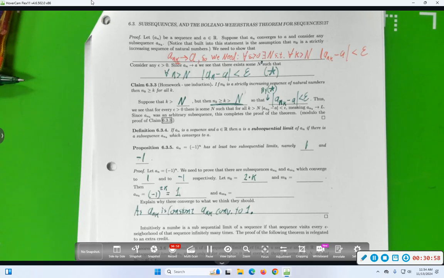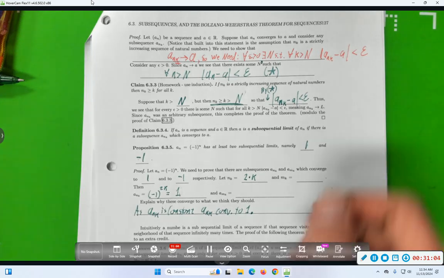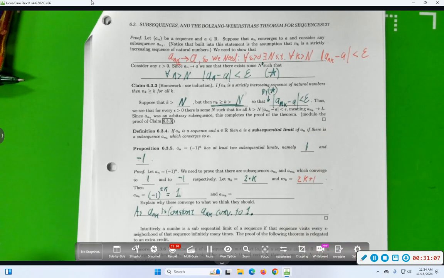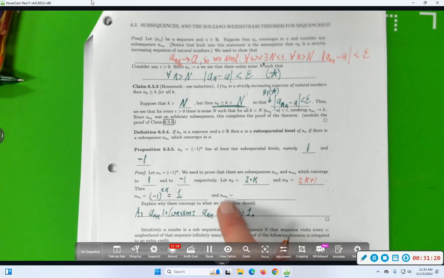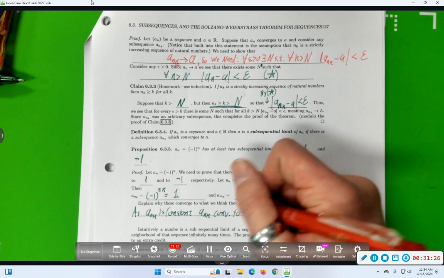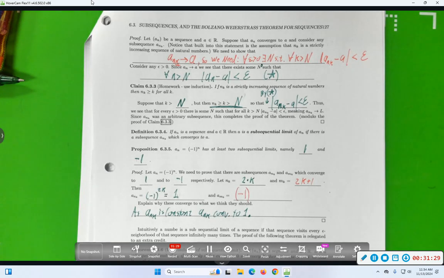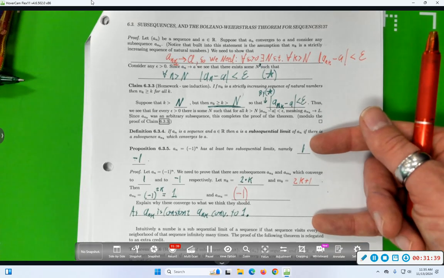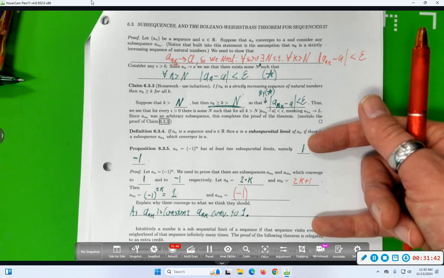If I want to get to -1 as the limit, what should I use for n_k? 2k plus 1. Is that the only choice you could possibly make? No, you could do 2k minus 1, 4k plus 1, 6k plus 3. This is maybe the simplest choice. Same question then: what does a_{m_k} simplify to? -1. So that also converges to -1 because it's a constant sequence. People feeling pretty good so far? So if you want to show that something is a subsequential limit, one way to do that is to find a subsequence that converges to it.